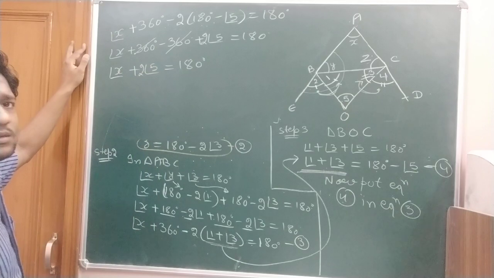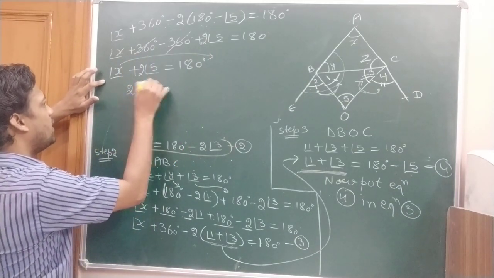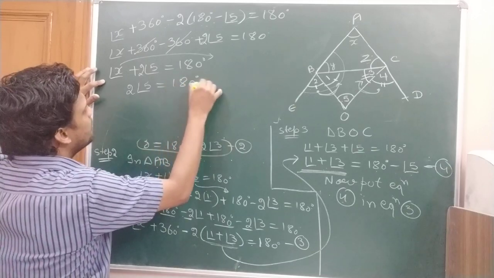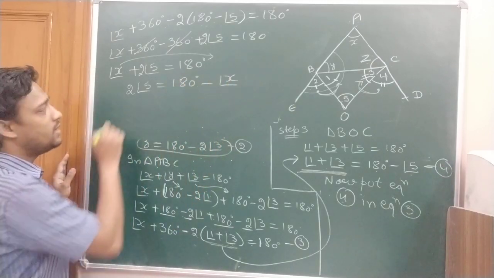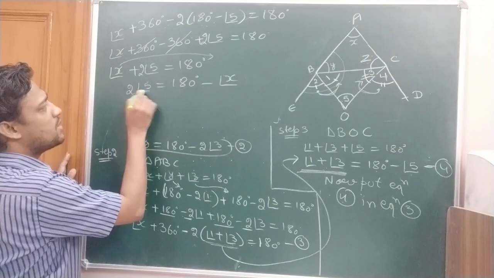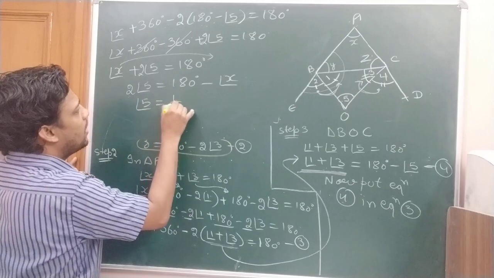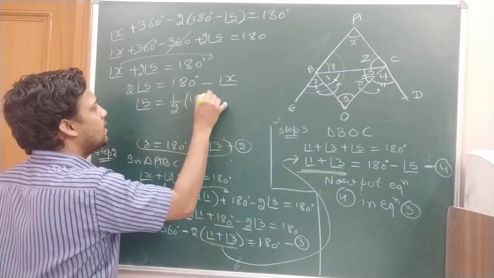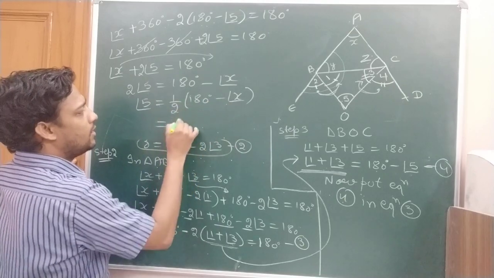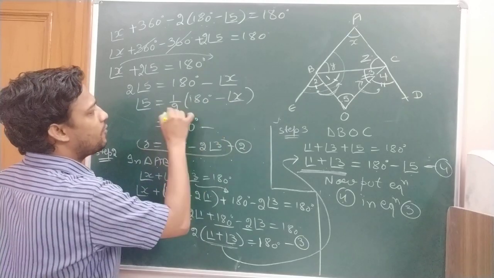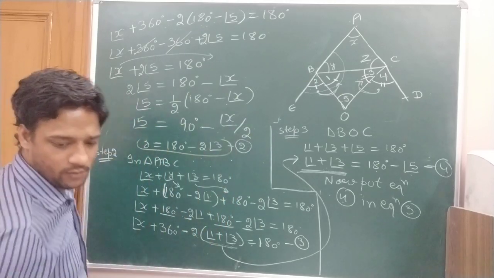Okay. Now shift the angle x on that side. That's a double of angle 5 equals 180 minus angle x. Now 2 is multiplied by angle 5, so on this side it is going to divide. Half of 180 minus x. What is half of 180? 90 degree minus half of x, x upon 2. That is angle 5.